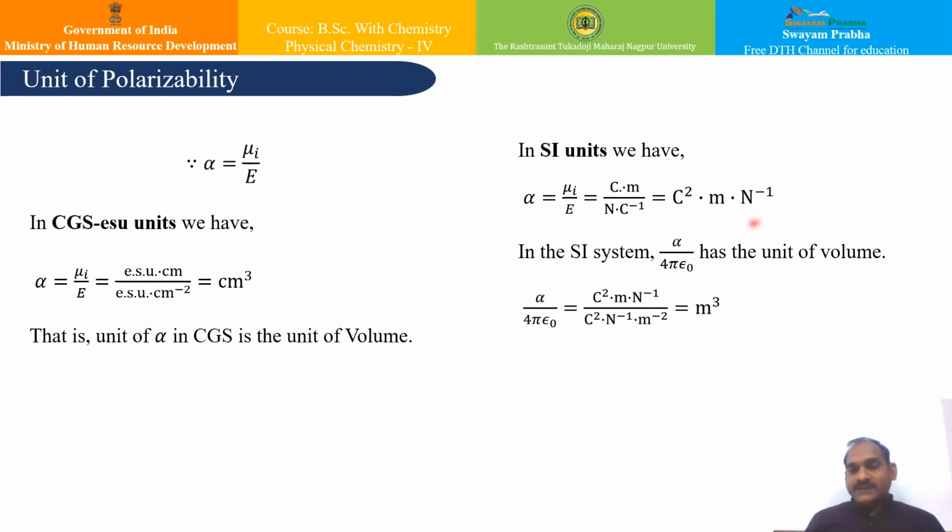However, in the SI system, this polarizability is represented by alpha upon 4 pi epsilon 0, where epsilon 0 is the permittivity of the medium. Now it has a unit of volume. How? Because this alpha is coulomb square meter per Newton, and 4 pi epsilon 0 is coulomb square per Newton per meter square. So it gives you meter cube. So it has a unit of volume, isn't it? And therefore in SI units also it has the unit of volume.